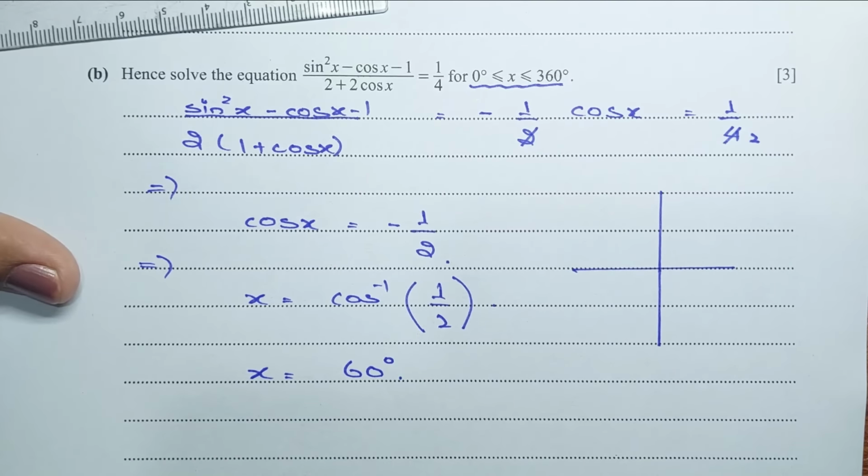All right, so let me simplify the solutions. In the second quadrant, cos is negative, and the value of x would be 180 degrees subtract 60 degrees. In the third quadrant cos is negative, so the new x value would be 180 degrees plus 60 degrees, right? 180 minus 60 is 120. 180 plus 60 would be 240. So these are the two solutions and they belong to 0 to 360.